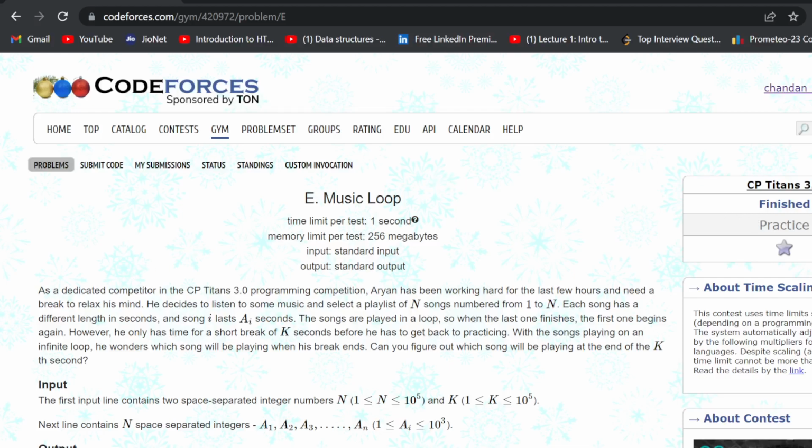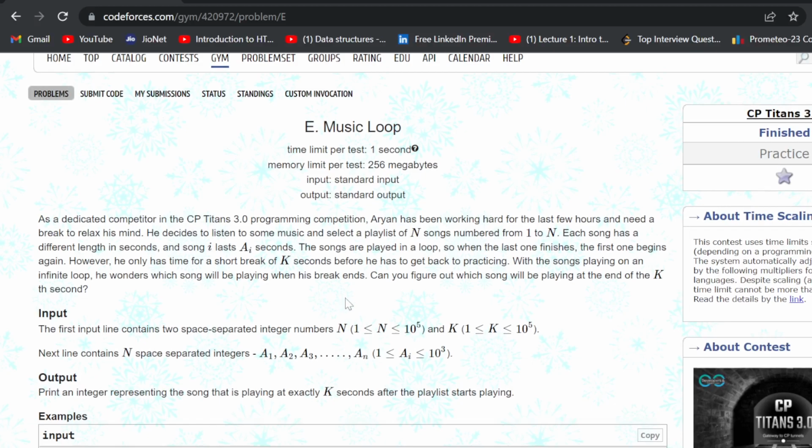As a dedicated competitor in the CP Titans 3.0 programming competition, Aryan has been working hard for the last few hours and needs a break to relax his mind. He decides to listen to music and selects a playlist of N songs numbered 1 to N. Each song has a different length in seconds, and song i lasts A_i seconds. The songs are played in a loop, so when the last one finishes, the first one begins again.